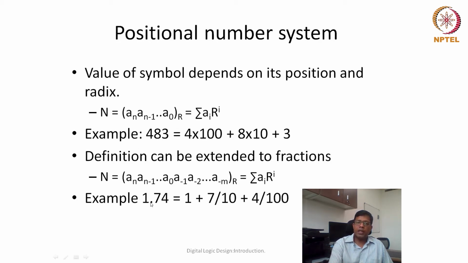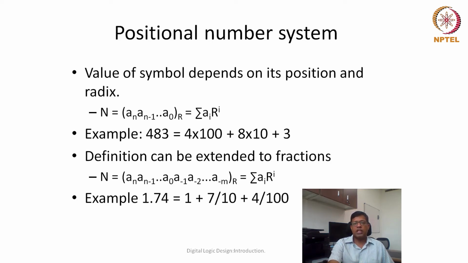Okay, so my powers of R will start incrementing before this decimal place, and after this decimal place they will start decrementing. Here 1.74, we understand that it is 1 plus 7 by 10, so 7 into 10 to the power minus 1, and plus 4 by 100 means 4 into 10 to the power minus 2. So in this way we can represent any kind of number, be it an integer or a fraction. So let's try to extend this position based number system to the binary system.